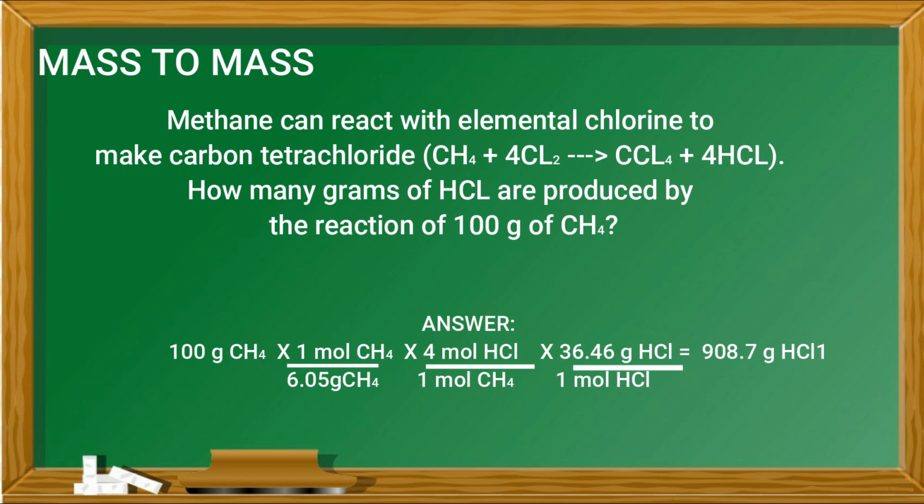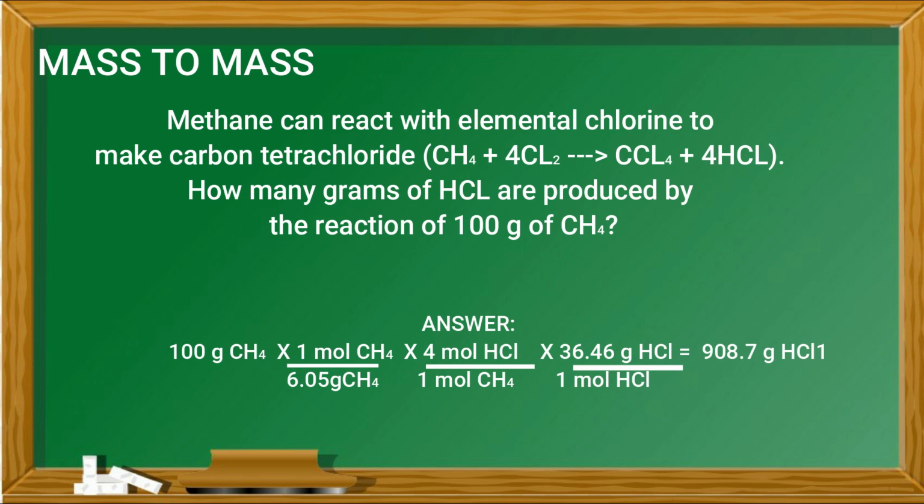First, we need to identify the molar mass of methane, which is 16.05 grams per mole, and the molar mass of hydrogen chloride, which is 36.46 grams per mole. In each step, we can limit the answer to the proper number of significant figures. But here, we will do all three conversions on a single line.